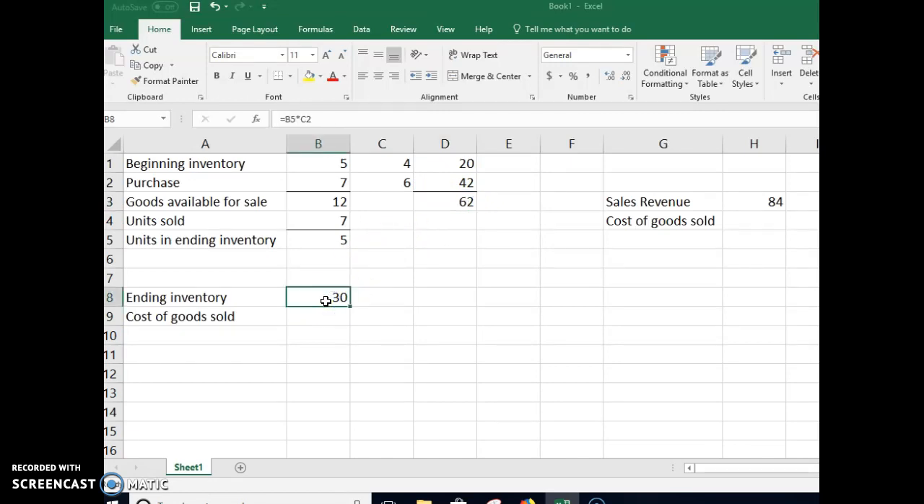I don't want you to just type in 32. I know you can do that in your head. I don't even want you to use 62 and 30 in your formula. I want you to click on the cell. That's what I mean by a cell reference.